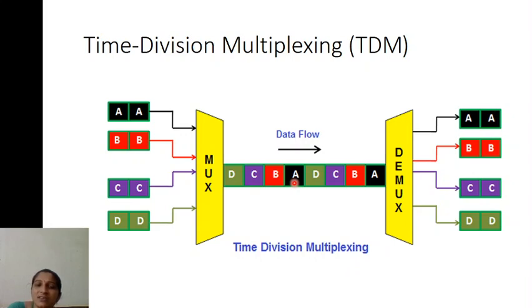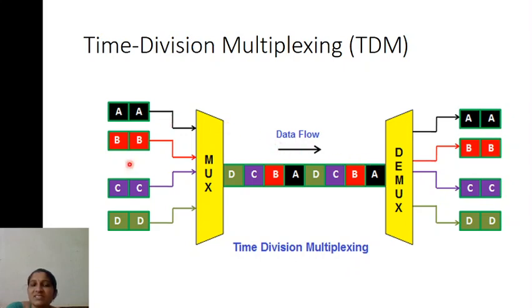After all the inputs are over, it repeats again from the last input: D C B A, D C B A. That means fourth channel, third channel, second channel, first channel. Again after that, fourth channel, third channel, second channel, first channel. Like that, the data is transmitted to the receiver.